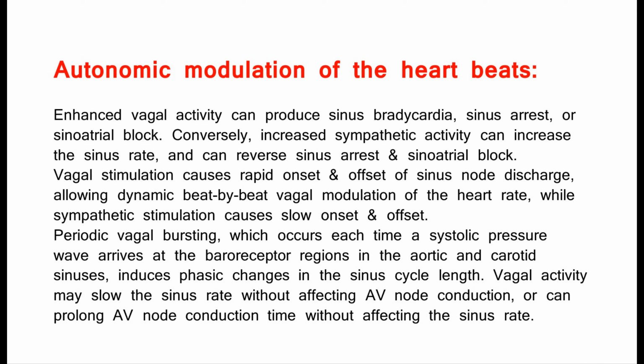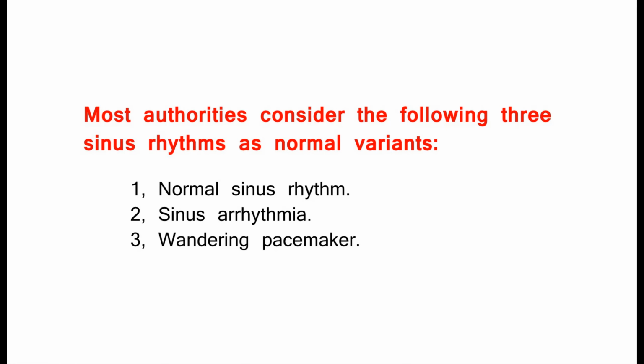Periodic vagal bursting, which occurs each time a systolic pressure wave arrives at the baroreceptor regions in the aortic and carotid sinuses, induces phasic changes in the sinus cycle length. Vagal activity may slow the sinus rate without affecting AV node conduction, or can prolong AV node conduction time without affecting the sinus rate. Most authorities consider the following three sinus rhythms as normal variants.